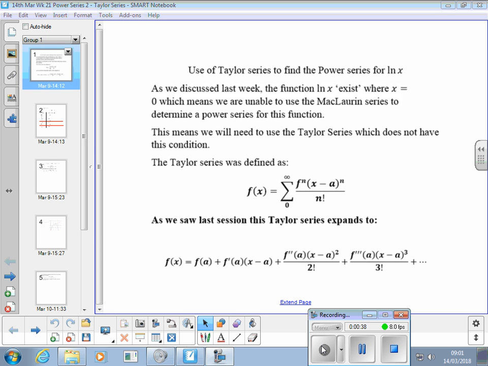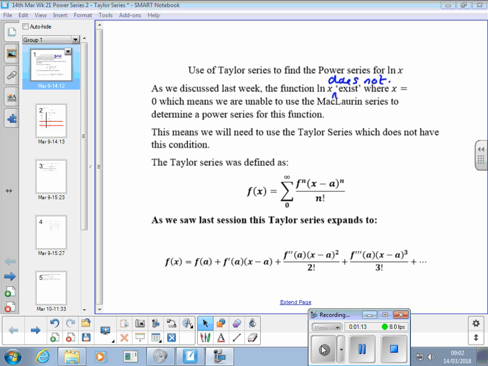As we also discussed last week, the function ln x does not exist where x is equal to 0. So we couldn't use the Maclaurin series on the function ln x for that reason. So we need to use the Taylor series, which doesn't have that condition imposed upon it.